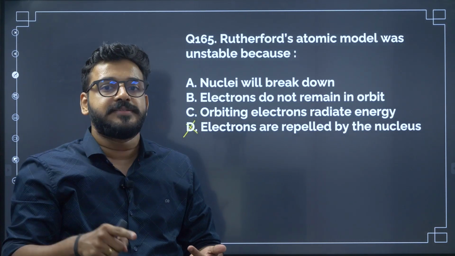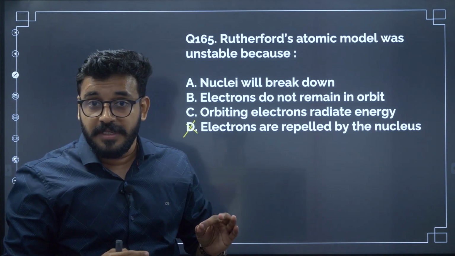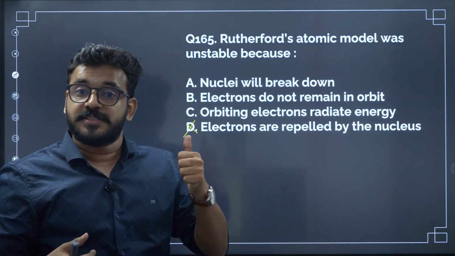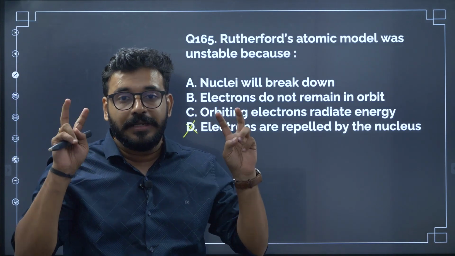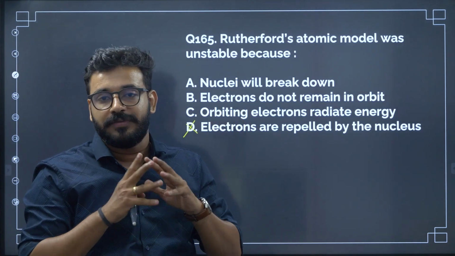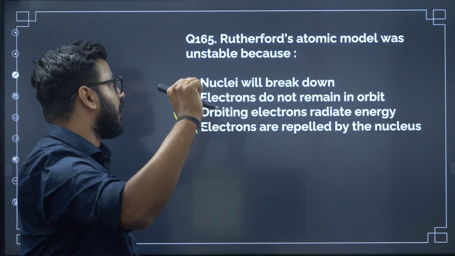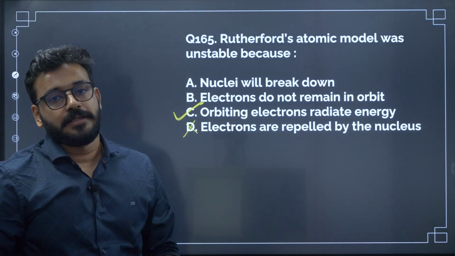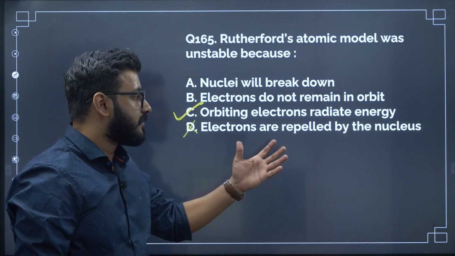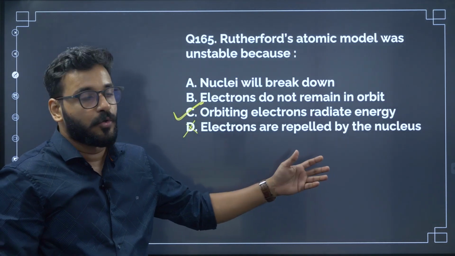Okay, circular path, centripetal force, there will be acceleration. An accelerating charged particle will emit radiation. So this definitely kills the understanding of stability of the atom. Therefore the correct answer: the atomic model was unstable. Instability is because of orbiting electrons radiating energy. All right, option C is the correct answer. Fine, very simple question. If you have the understanding of Rutherford's model, you can do this.